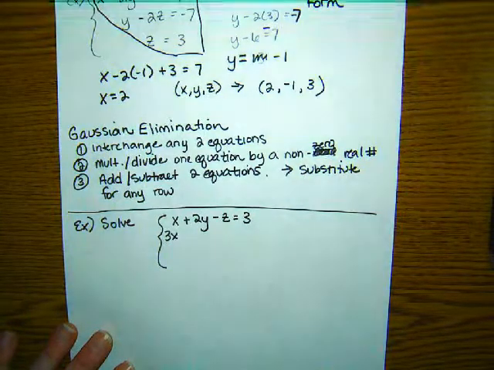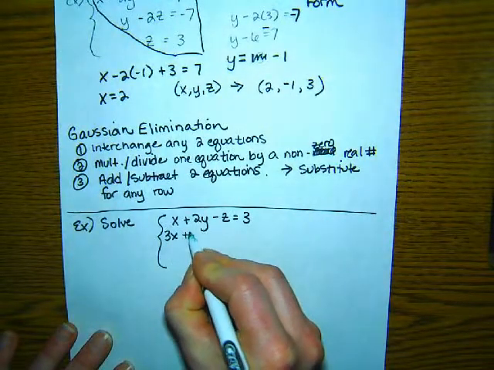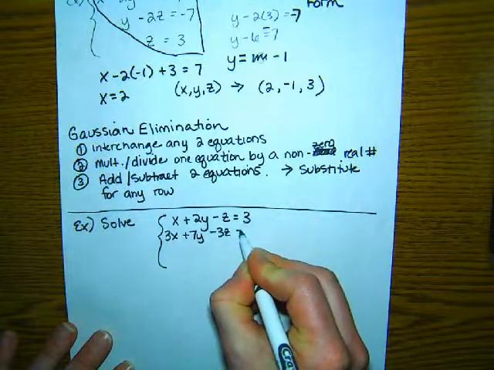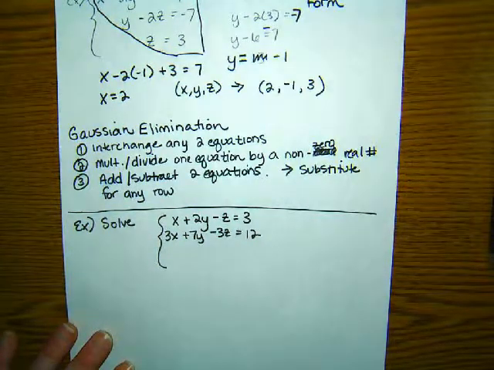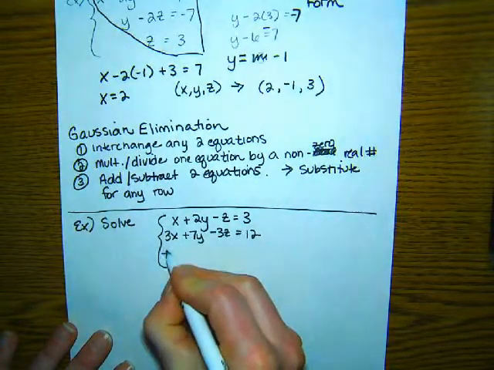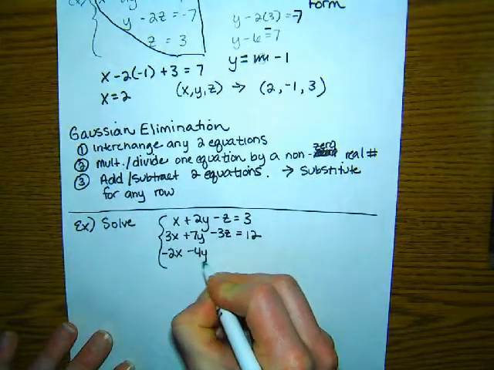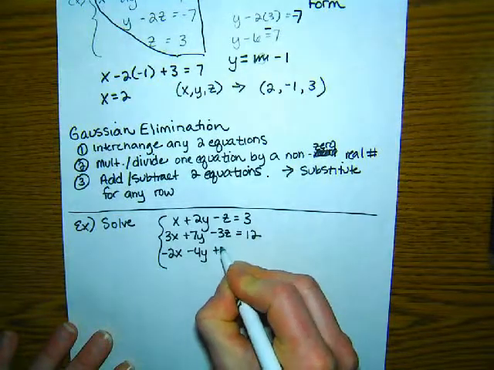3x plus 7y minus 3z equals 12. And negative 2x minus 4y plus 3z equals negative 5.